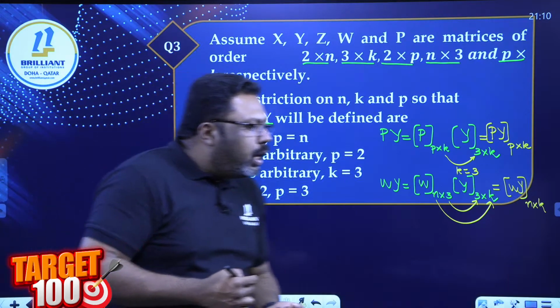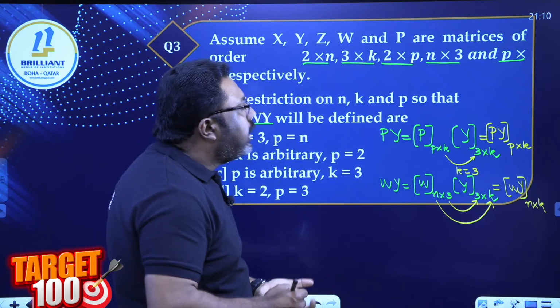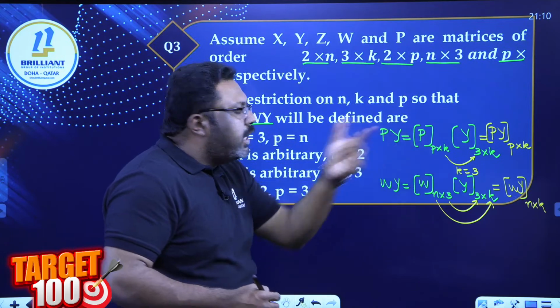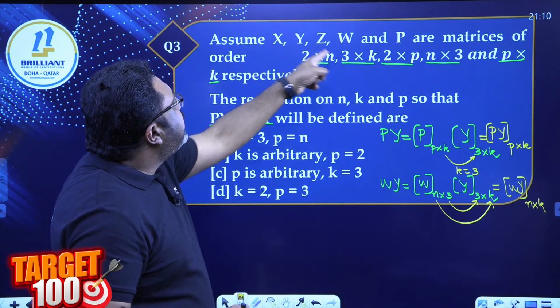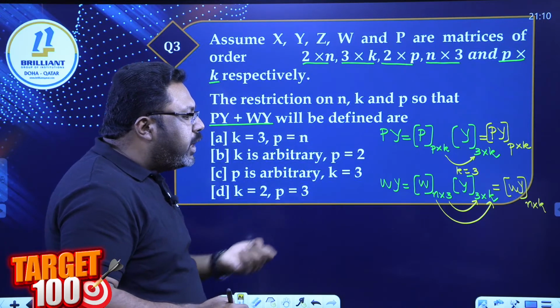Okay, fine. So how do we take P by K and 3? It's given, my dear. It's given in the question itself that the order of these matrices are like this. X, Y, Z, W and P are matrices of order... It's given to you, so we just have to take it from that.